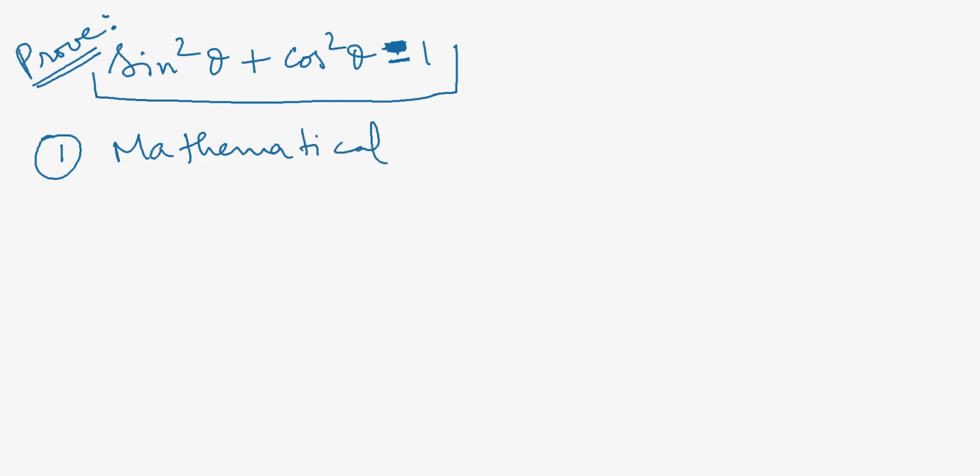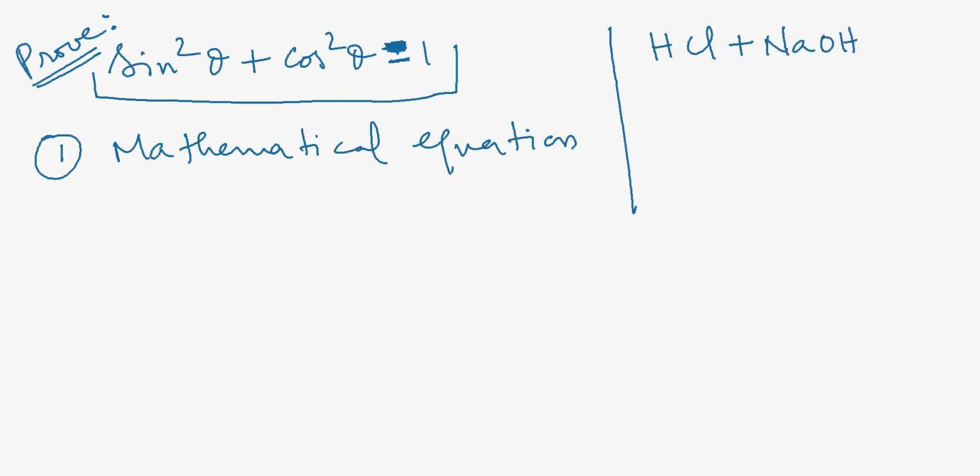I just add an extra word, mathematical equation, because the adjective can be different in different concepts, right? Yes. Somewhere you can have a chemical equation, right? For example, HCl plus sodium hydroxide should be equal to what? NaCl plus H2O. So this is also an equation, but you should say it is a chemical equation. You get that? Yes.